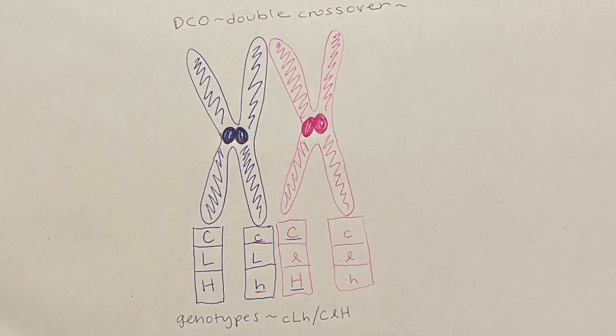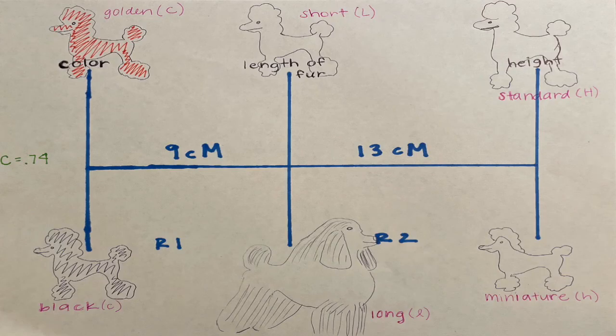The double crossover of the F2 generation comes next. This is where a crossover occurs in both the R1 and R2 regions of the genetic map. The genotypes for this offspring cross are little c, big L, little h, and big C, little l, big H. Now back to the genetic map.